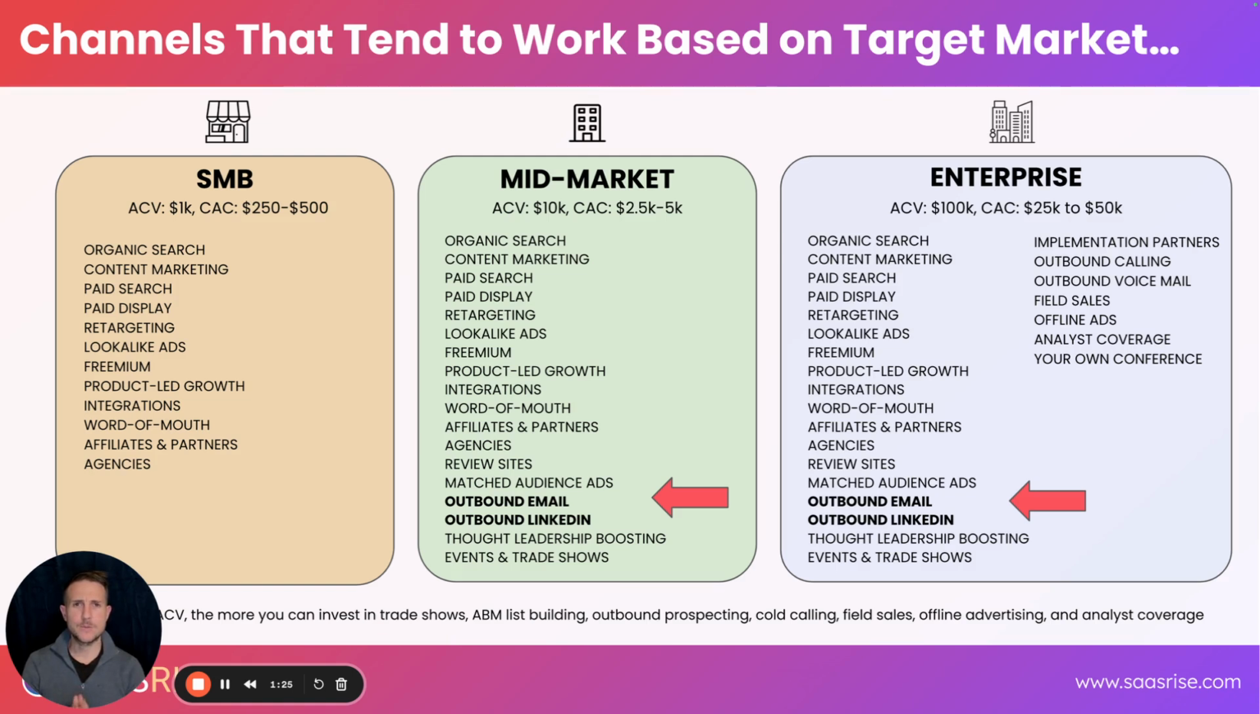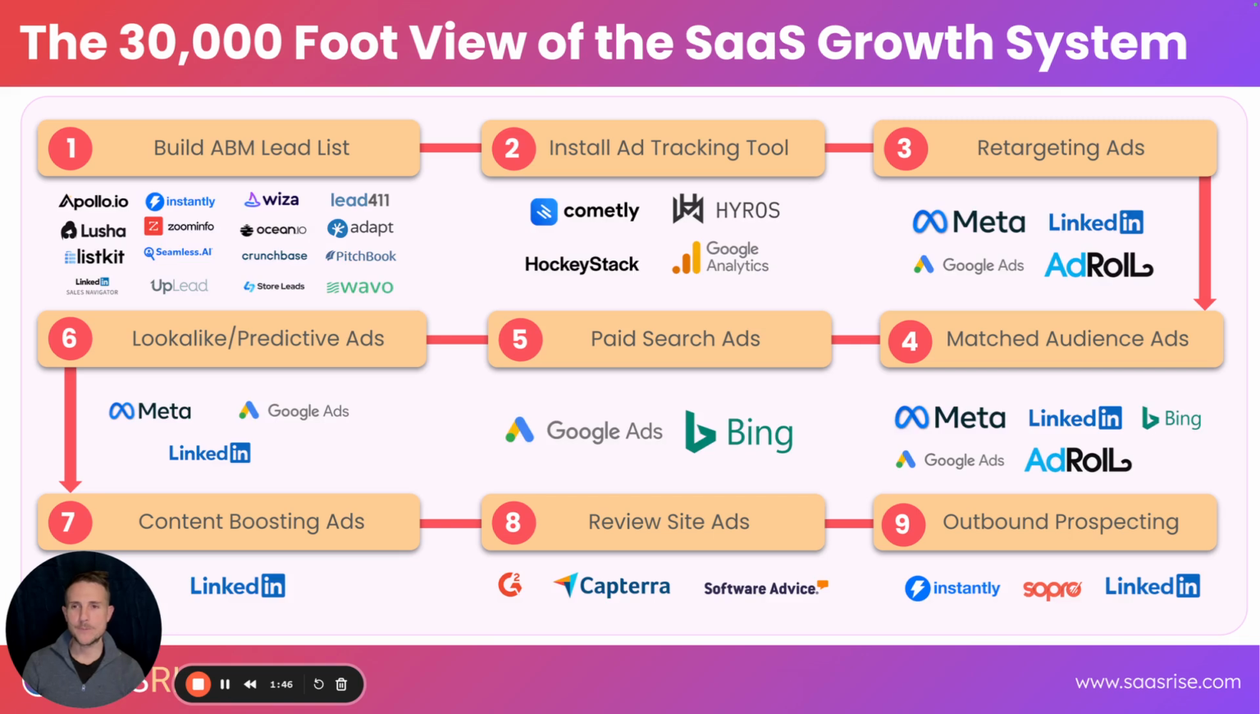The channels that tend to work in customer acquisition do vary based on target market, as we've looked at before. In this lesson, we're going to be looking at outbound email and outbound LinkedIn, which tends to work for mid-market and enterprise, where the ACV is at least 5,000 and up. You can make this work at the 2,500 ACV level, but it is harder, really around 5 to 10,000 and up, to make outbound prospecting work for you.